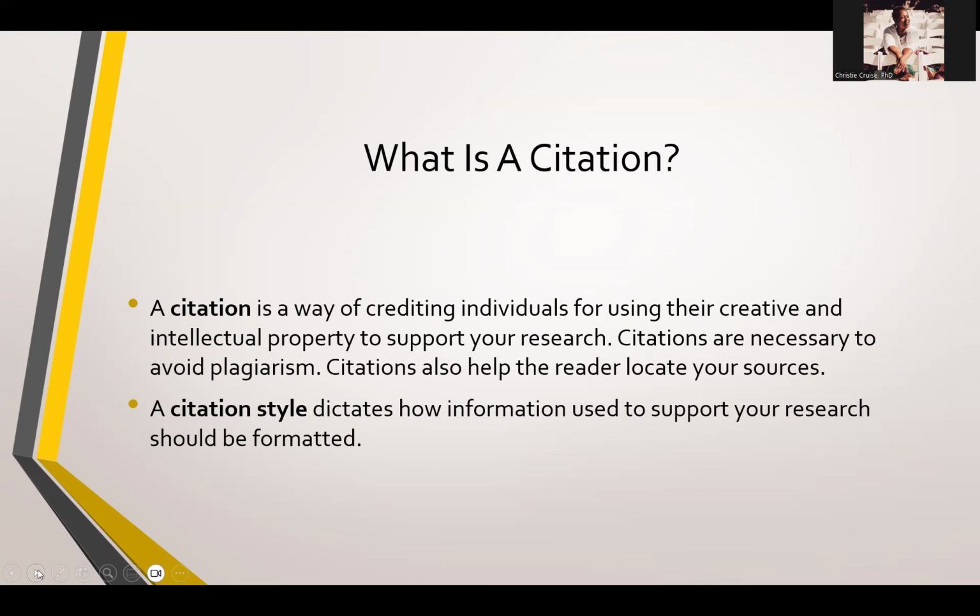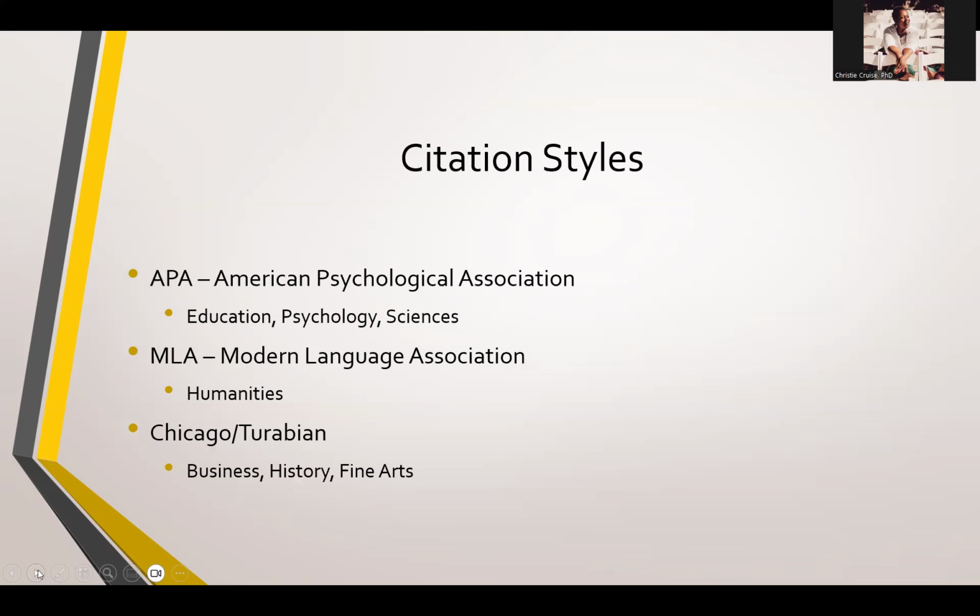A citation style dictates how information used to support your research should be formatted. There are a number of citation styles. The three most common citation styles are APA, which is the American Psychological Association. Usually students or scholars who are in education, psychology, or the sciences use APA. MLA, Modern Language Association, is generally used by scholars and students in the humanities. And then Chicago style is used generally by those in business, history, and the fine arts.